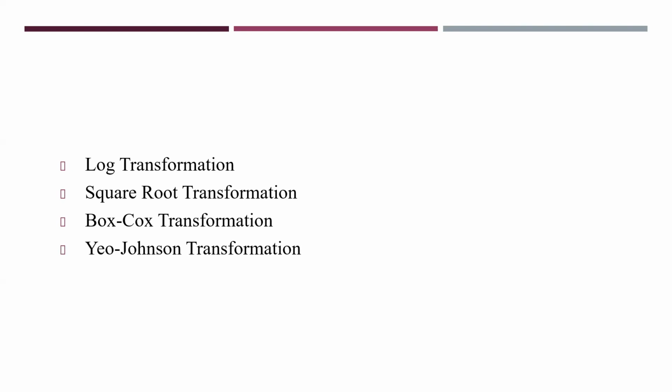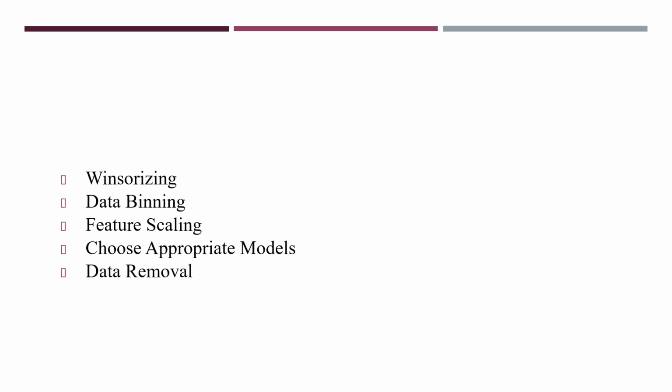Then comes Yeo-Johnson transformation. Similar to the Box-Cox transformation, the Yeo-Johnson transformation is another option for handling both positive and negative skewness. It can be implemented using the Yeo-Johnson function from the SciPy library. Another one comes data removal. In extreme cases, you might consider removing extreme outliers or data points that are causing the skewness. However, this should be done carefully and with a good understanding of the data and domain.